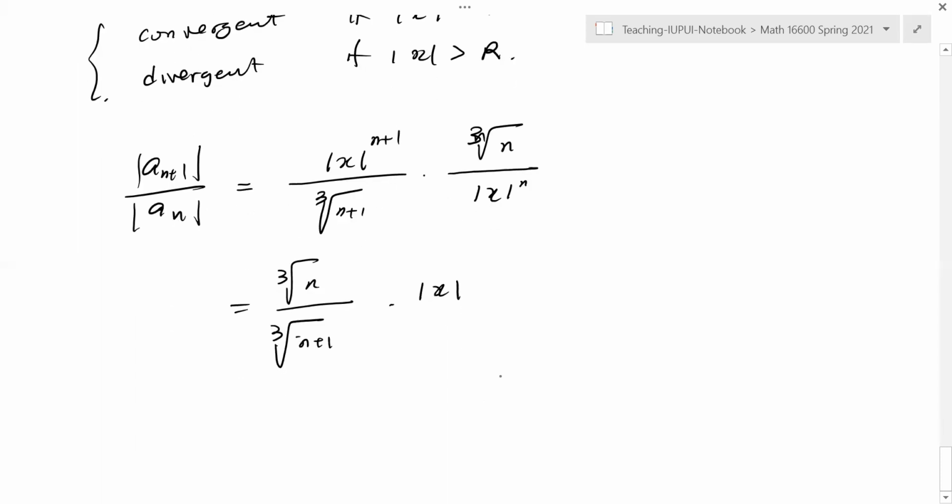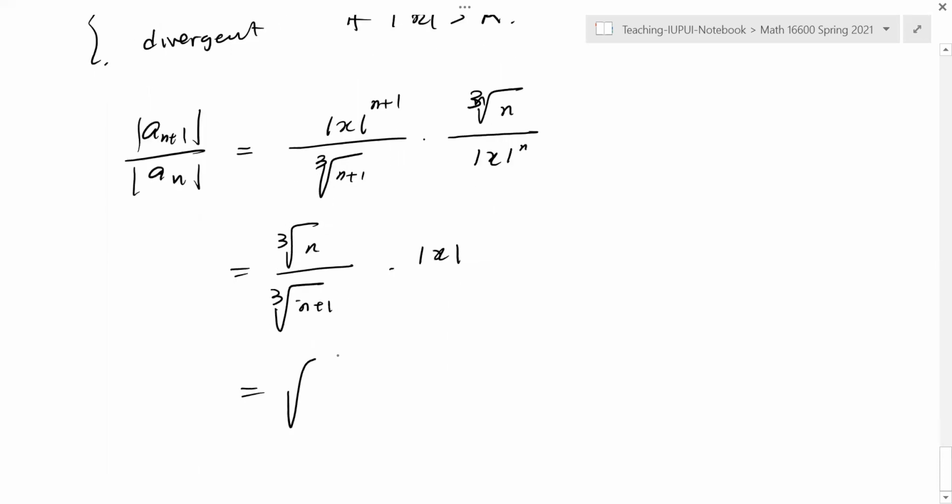Now, what is the limit of this? Well, you can also write this as n over n plus 1. So the limit is clearly going to be 1 times absolute x.